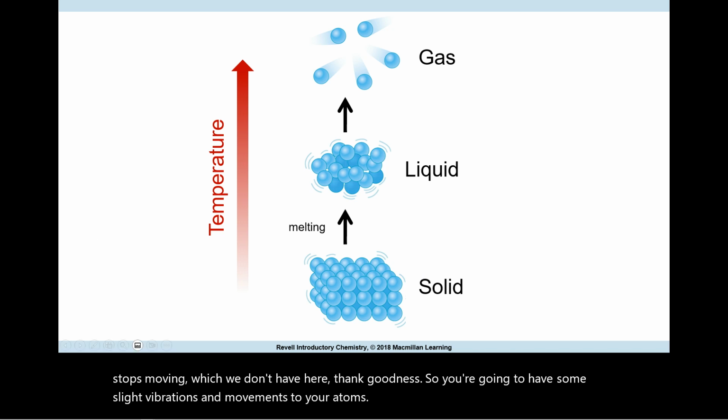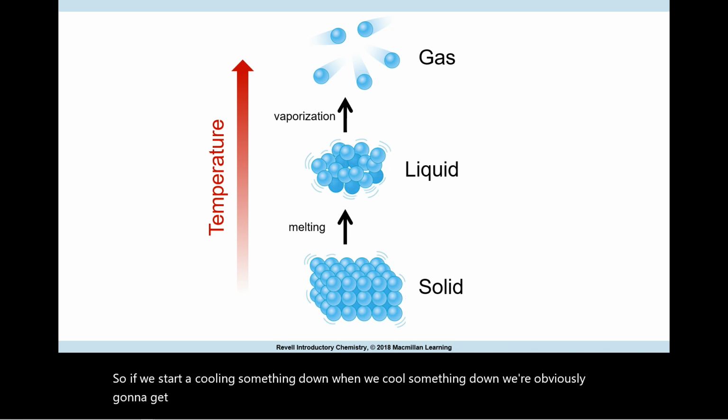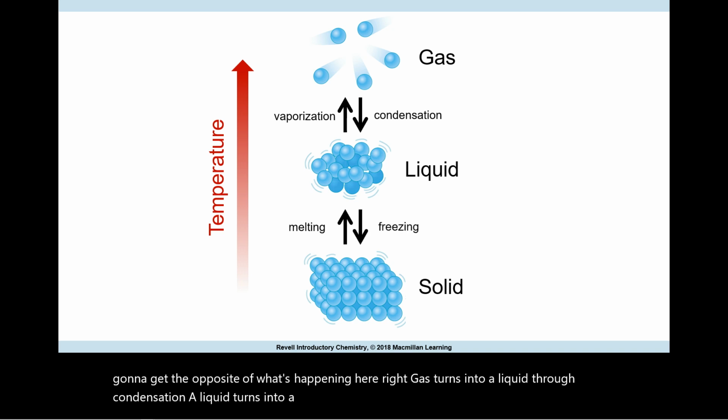So if we start cooling something down, we're obviously going to get the opposite of what's happening here, right? Gas turns into a liquid through condensation. A liquid turns into a solid through freezing. So the opposite reactions happen.